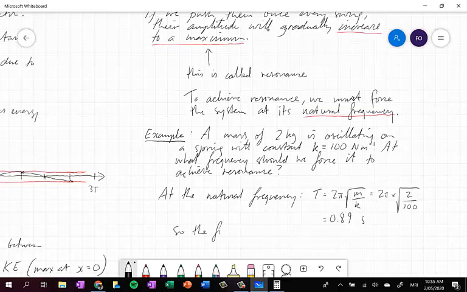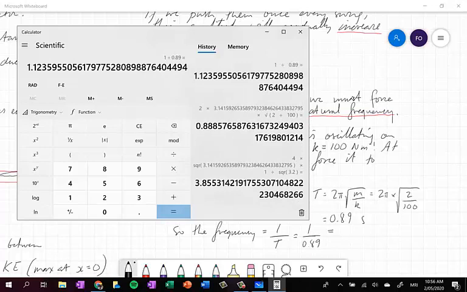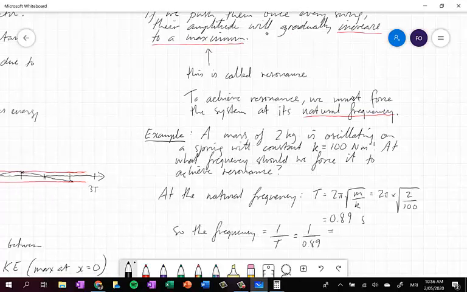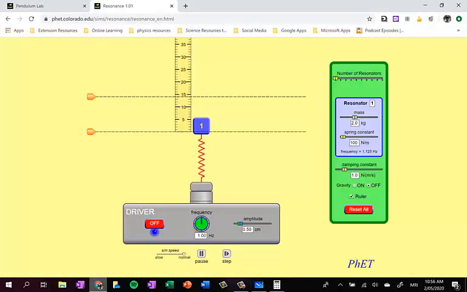So the natural frequency is equal to 1 over T, which is 1 over 0.89. Remember, the frequency is always just the inverse of the period. So that's equal to 1 divided by 0.89, which is 1.12 hertz. So if we drive it at 1.12 hertz, we should be able to get it to resonate. Let's see if the amplitude gets significantly larger if we change it to that. So I'll make it 1.12. Let's see what happens to the amplitude here.